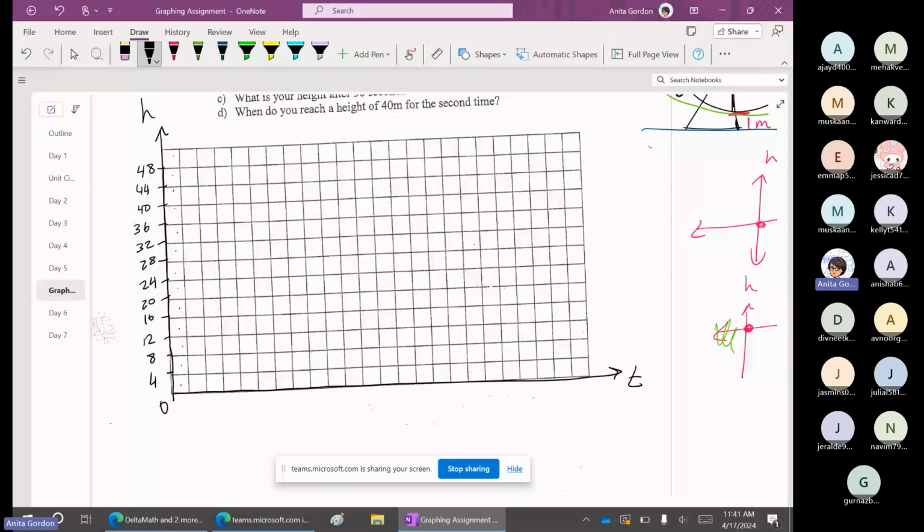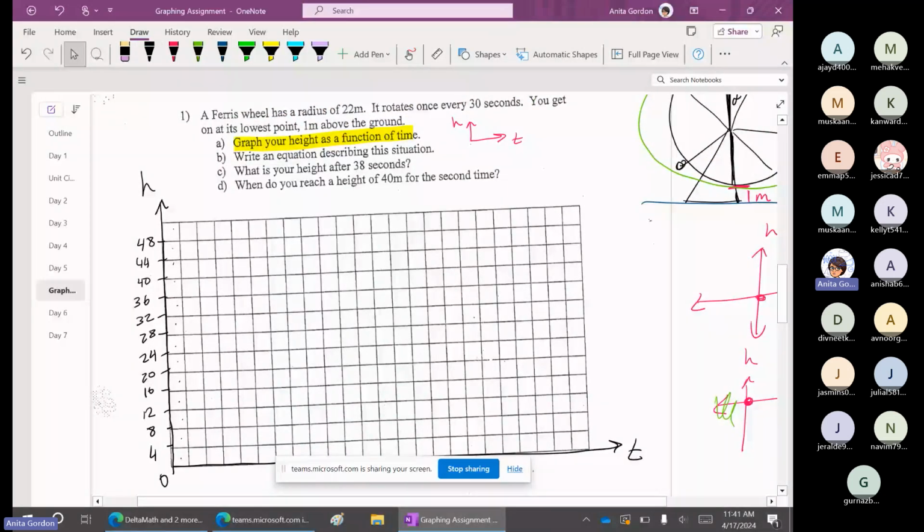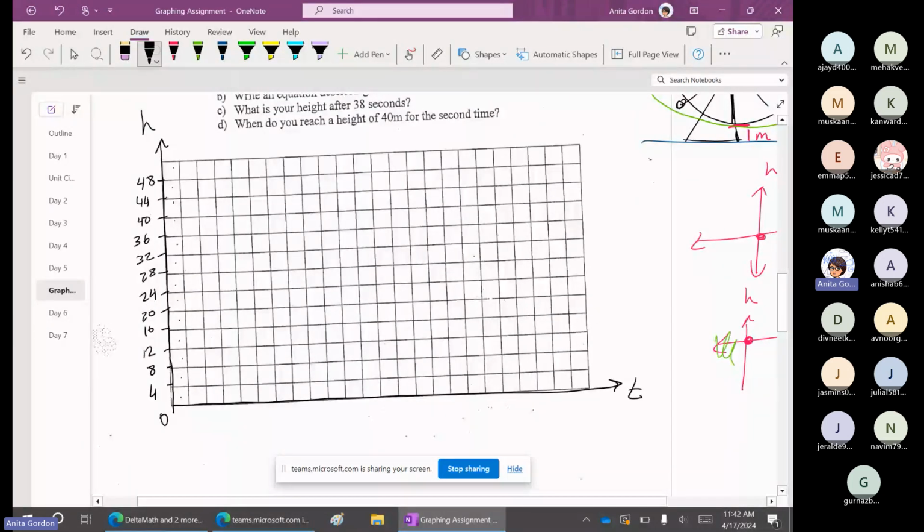Horizontal represents time. What is the minimum amount of time I need? 30 seconds. That is one rotation, 30 seconds. So let's count how many squares I got here. 1, 2, 3, 4, 5, 6, 7, 8, 9, 10, 11, 12, 13, 14, 15, 16, 17, 18, 19, 20, 21, 22, 23, 24. So again, I'm going to take 30 seconds, divide by 24. I get something a little bit more than 1. So I'm going to go up by 2s to make sure I have enough room.